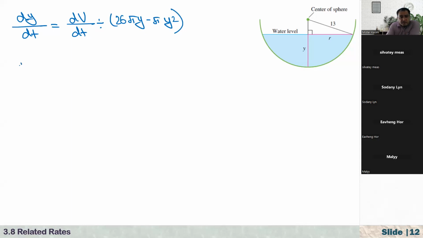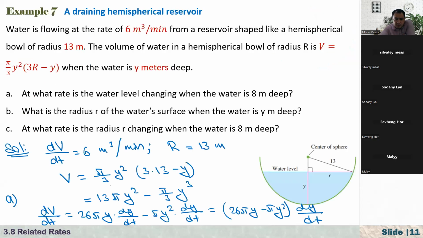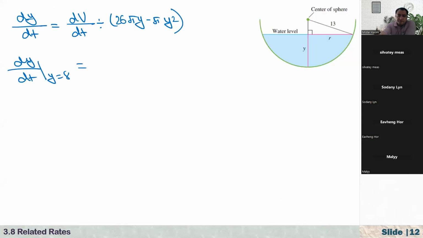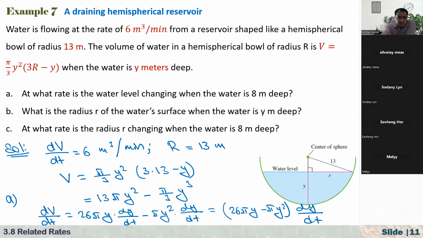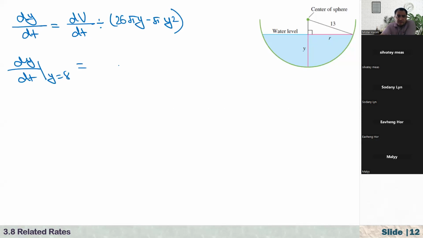Now we have to find this dy/dt when y is equal to 8 meters, right? So find at what rate the water level is changing when the water is 8 meters deep. dV/dt is given, that's equal to 6. So dy/dt is 6 over, and y is 8, so 26 pi times 8 minus pi times 8 squared, right? And approximately, let me take my calculator.